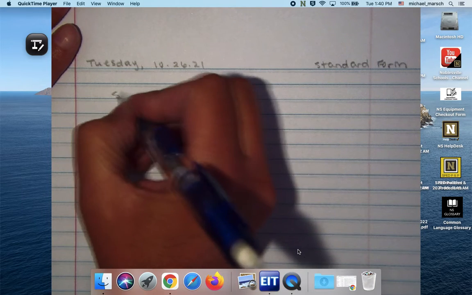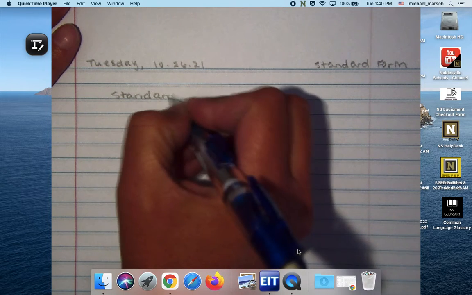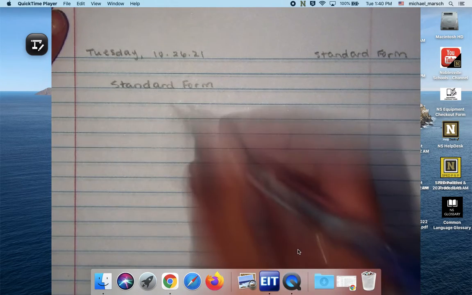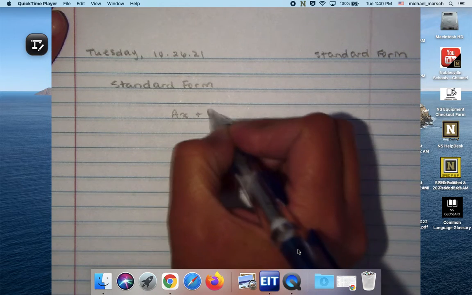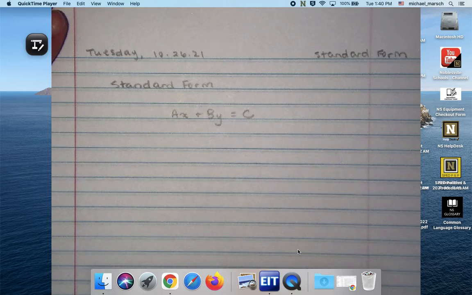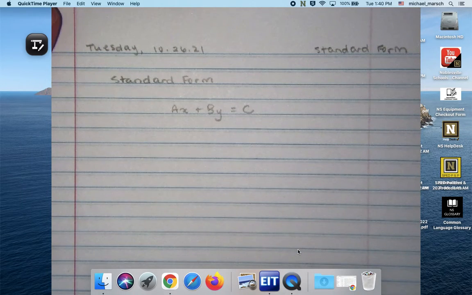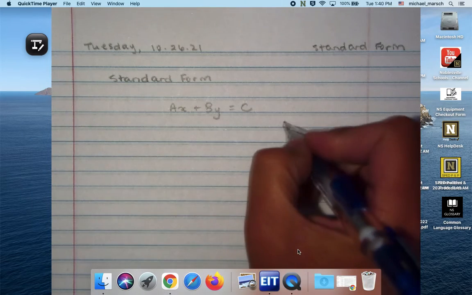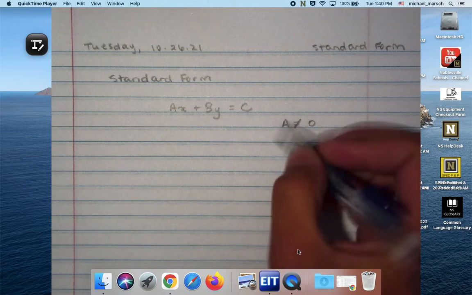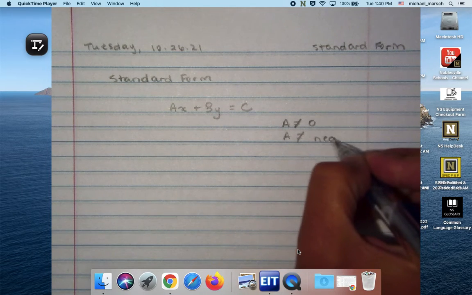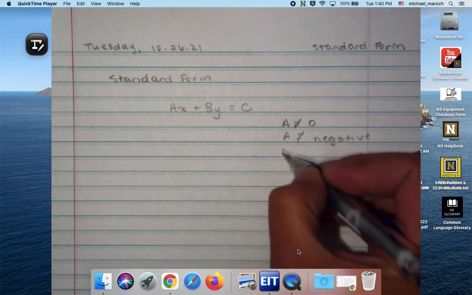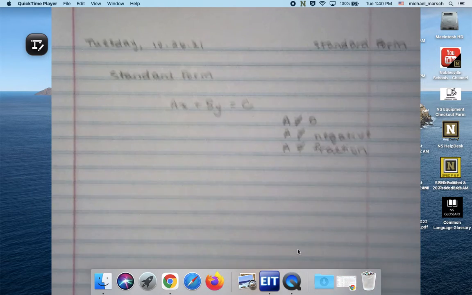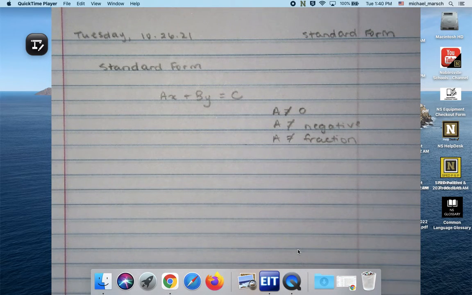Standard form is just, like I said, another way to write a linear equation where you have ax plus by equals c. A cannot be 0. A cannot be negative. A cannot be a fraction. Seems like a lot of rules, right?